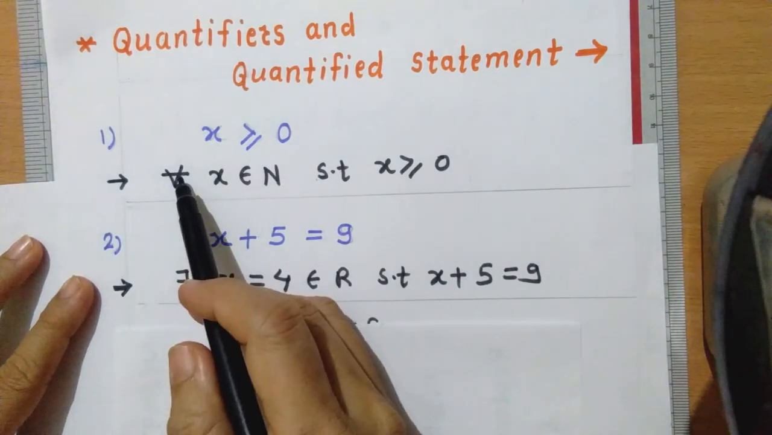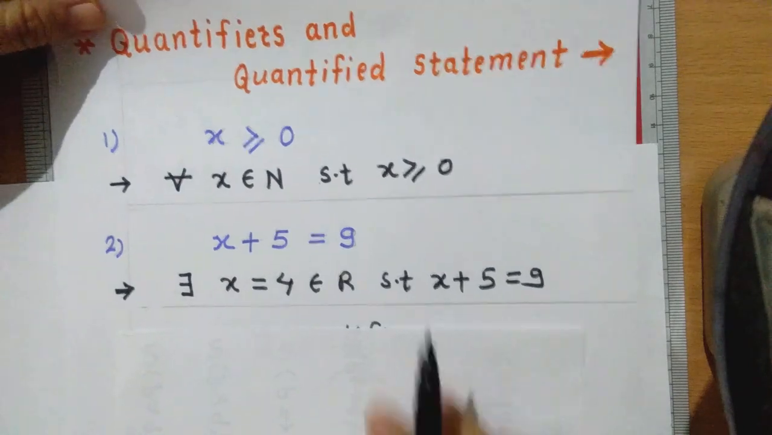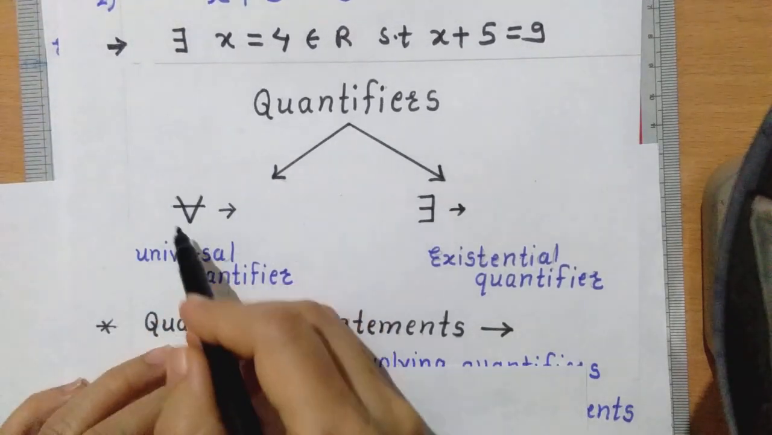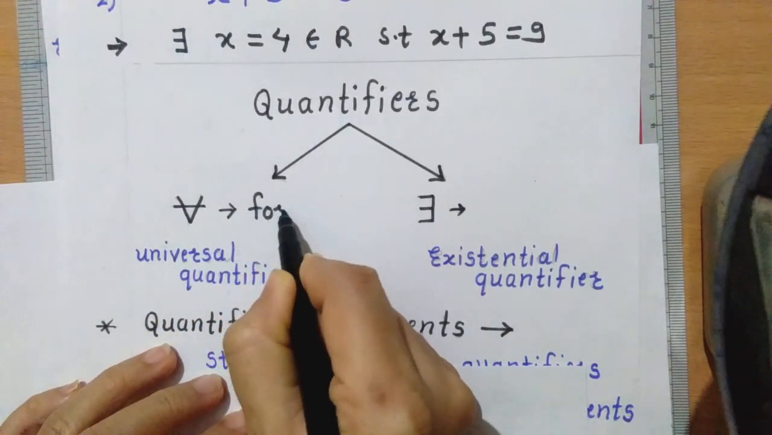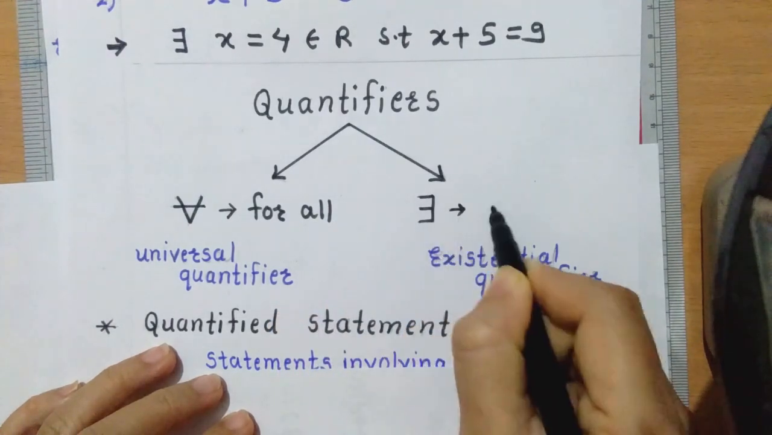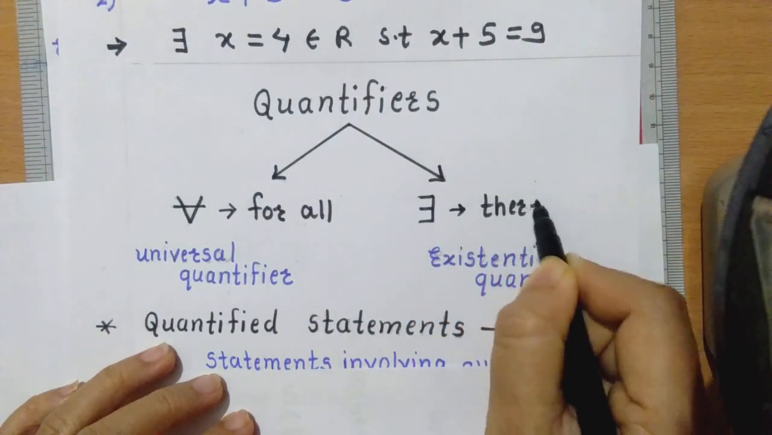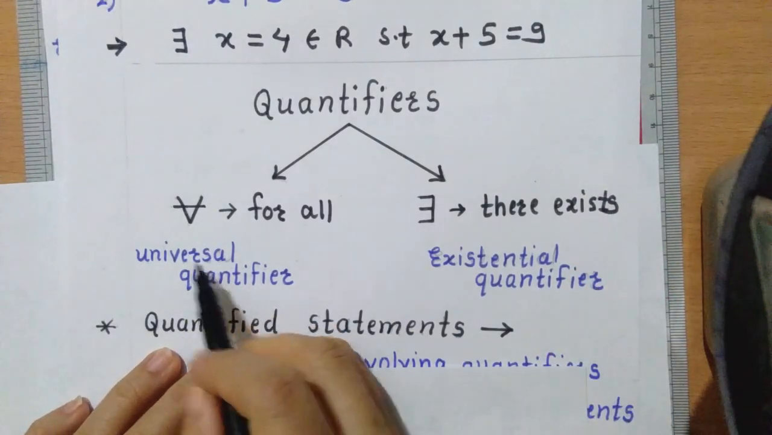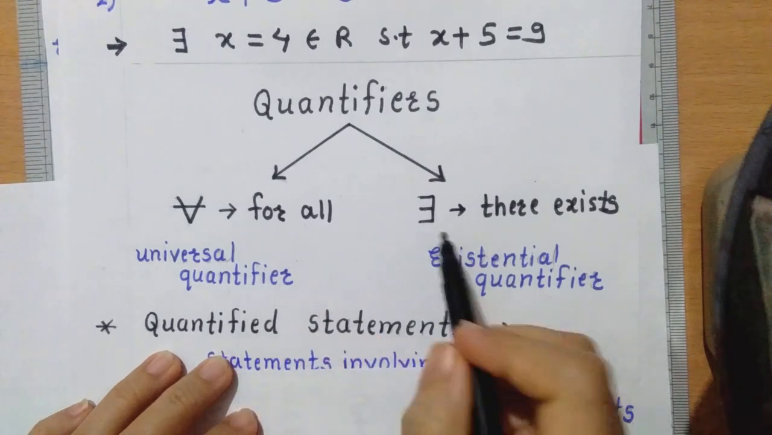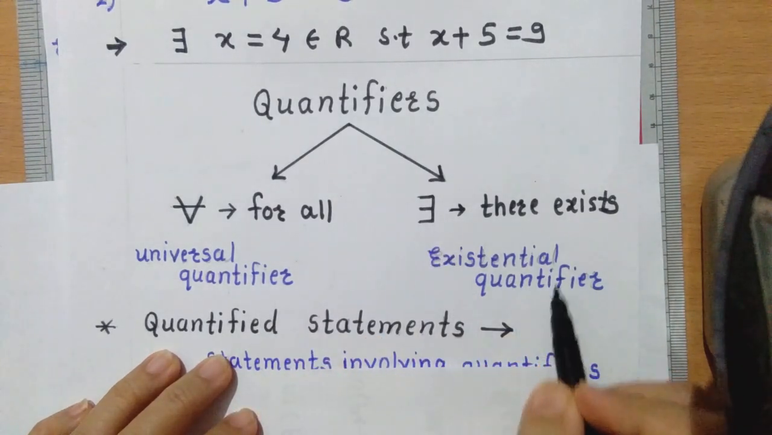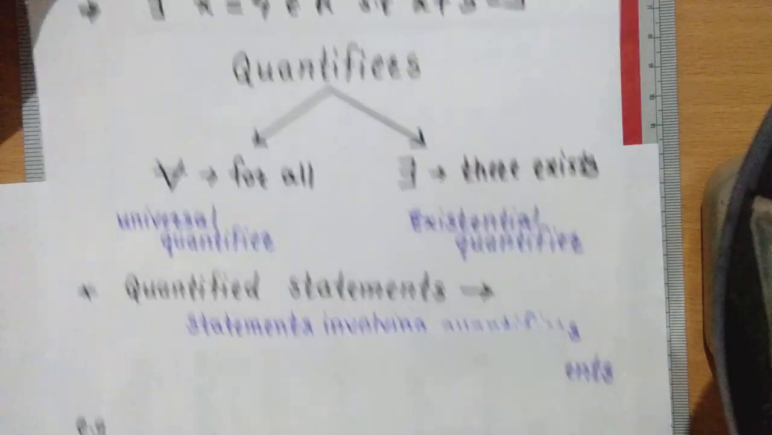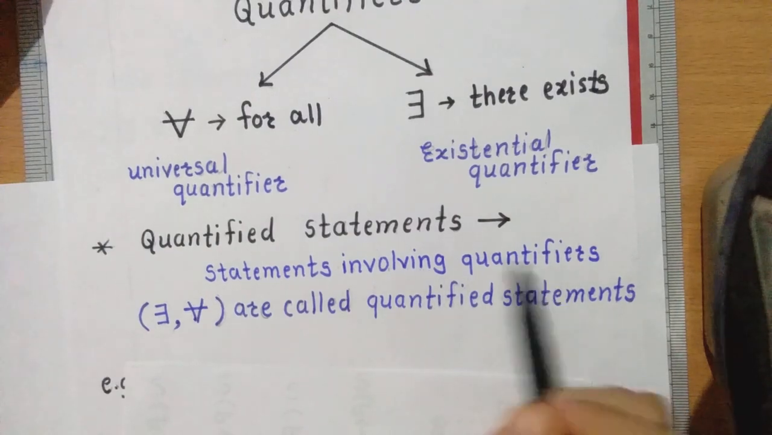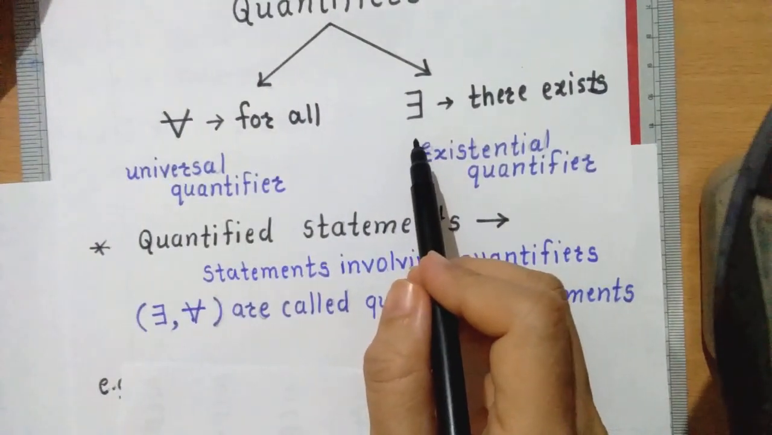Because we have used quantifiers, again we will revise these quantifiers. There are two quantifiers. First one, for all. Second one, there exists. This is called the universal quantifier, and this symbol is called the existential quantifier. And quantified statement means what? Statements involving these quantifiers.